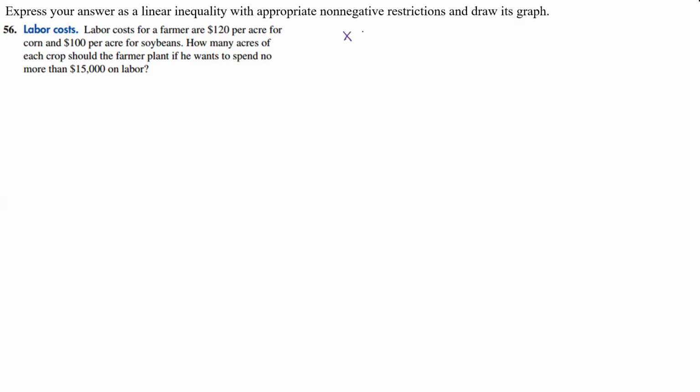All right, so it looks like we're going to have a couple of variables. So let's let x equal the corn, and that one's $120 per acre. And then let's let y equal the soybean, which is the $100 per acre. Okay. So now what do we have? We know what the total is. The total can only be $15,000. So the total is going to be less than or equal to that $15,000. So the total we can spend is that.